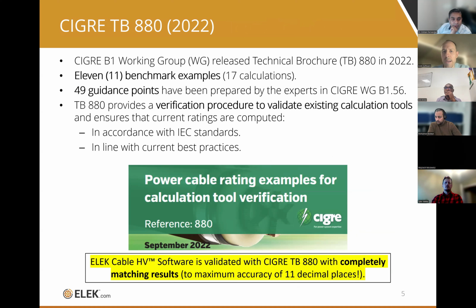CIGRE Technical Brochure 880 is a great document for validating the fundamental calculations from IEC 60287. It's used for verification purposes in accordance with the IEC standards and the current best practices for these current rating calculations. Our software has full matching results, completely matching results to the maximum accuracy possible of 11 decimal places with all of those case studies.